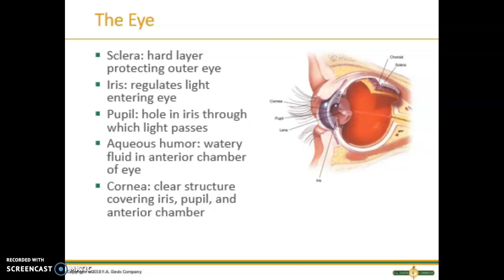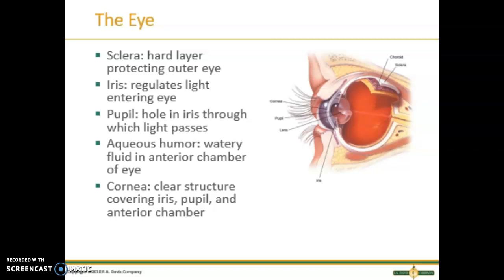The hard sclera protects the outer eye and provides a network of blood vessels to nourish the eye with oxygen and nutrients. The iris regulates the amount of light that enters the eye by dilating and constricting the pupil, and the outer eye is bathed with tears.